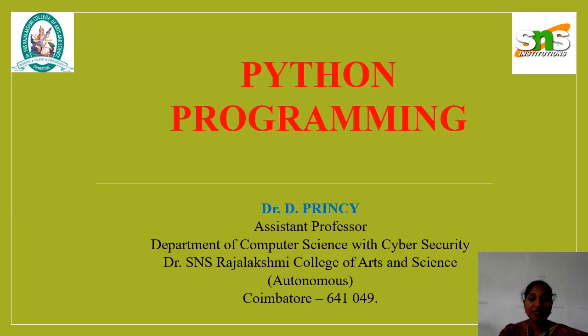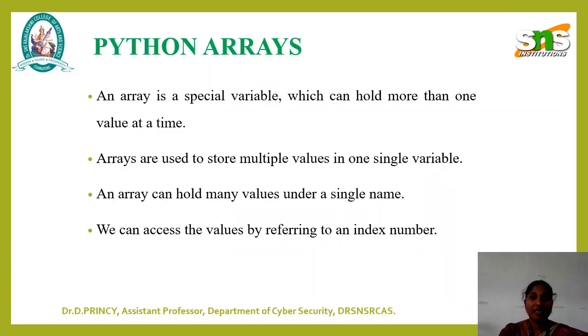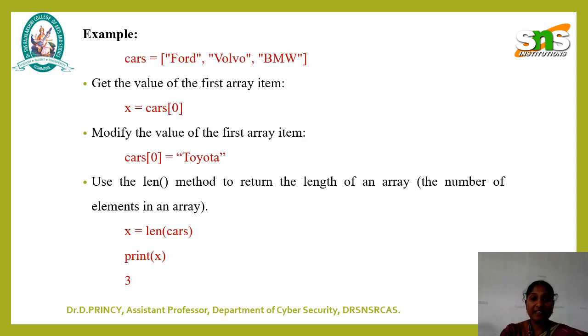In this video, we are going to see about Python's arrays. Generally, an array is a special variable which can hold multiple values at a time. We can use a single variable to store multiple values. It shares a single name. The elements of an array can be referred to using its index value. Generally, the index values start from 0.